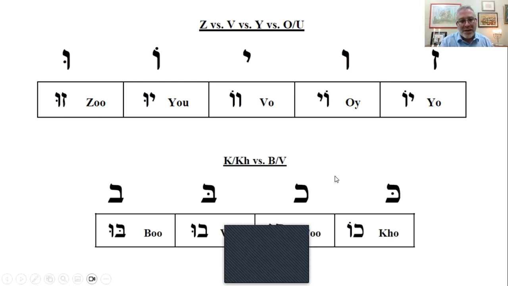Here's another set. On the right side, we have that K sound we saw in the word Hanukkah. But then you have the sound without the dot. Then you have the B sound with the button in the middle, and the V sound without the button in the middle. What? Don't those look almost the same? There's a little tail on the two on the left, but it's very hard to tell them apart.